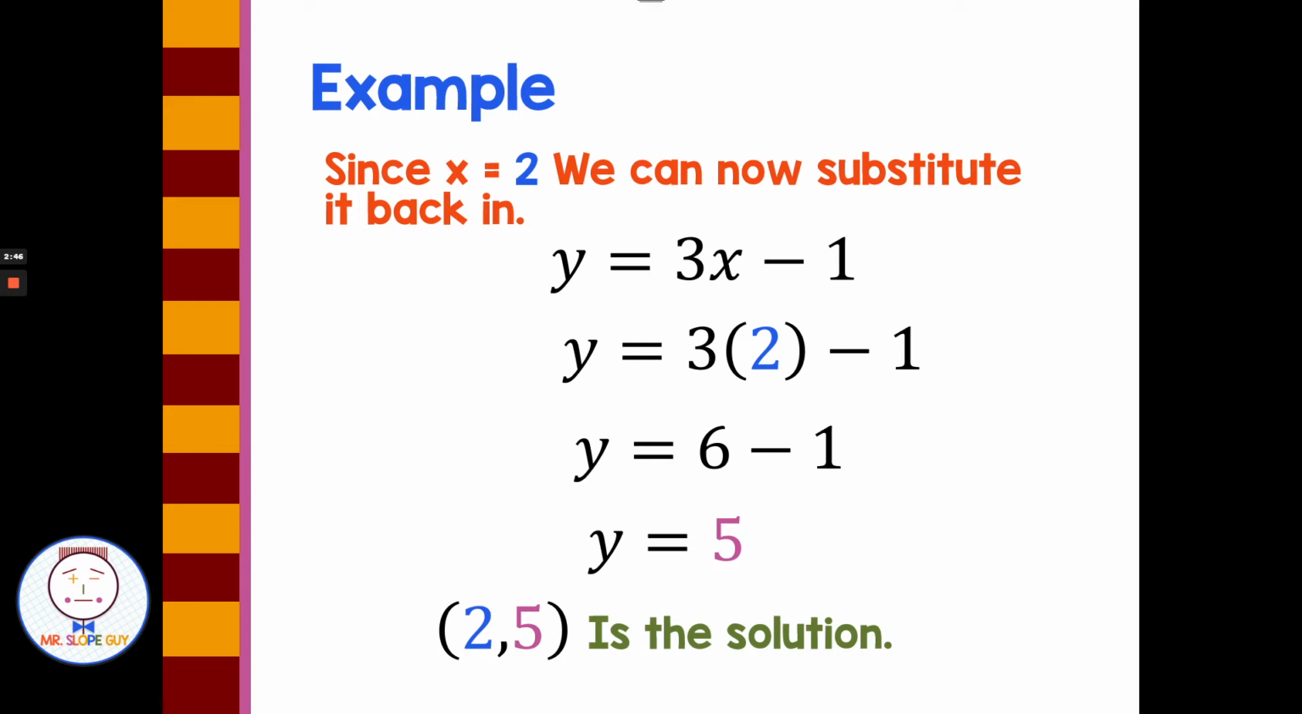Now you do have to be careful. It's not always the order that you find the numbers in. It's always alphabetical. It's x comma y. In this case, 2, 5. So the solution of 2 works for x and 5 works for y. And if we'd graph these two equations, the ordered pair where they would cross would be at 2, 5.